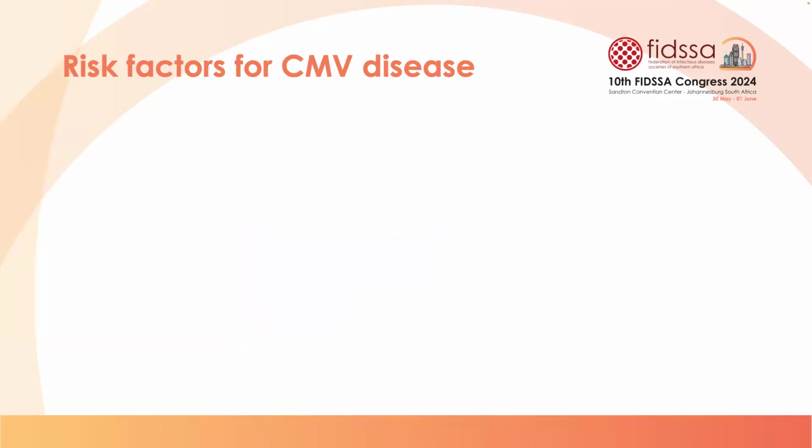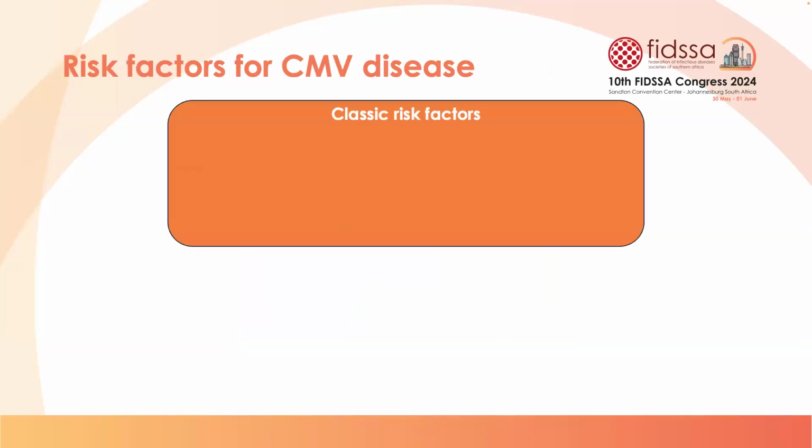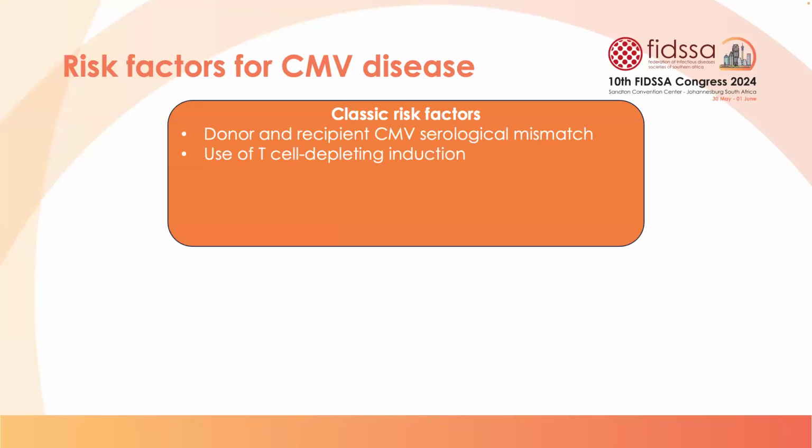What are the risk factors for CMV disease? There are some classic risk factors, regardless of the type of organ transplant: a donor and recipient CMV serological mismatch, and I'll describe in a bit more detail how this applies; the use of T-cell depleting induction in early post-transplant as part of the transplant procedure; and the net state of immune suppression, so how immune suppressed is the patient generally? Obviously, as age increases, risk of CMV disease increases, as well as when there are other comorbidities. And then the type of transplant plays a significant role.